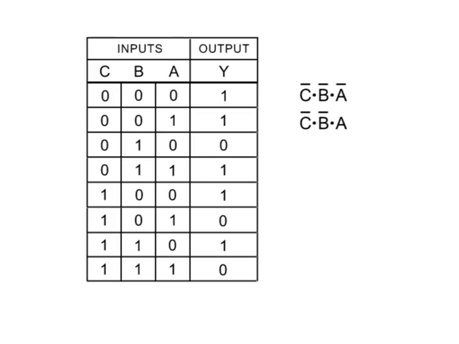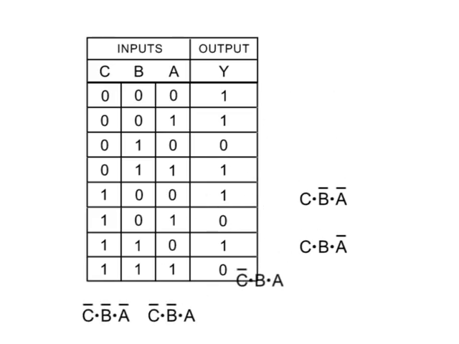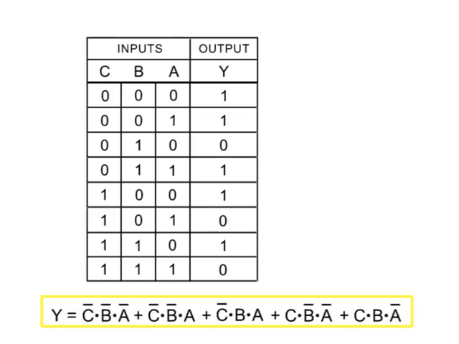Row 4 is then not C, B, and A. Row 5 is C, not B, and not A. And finally, row 7 is C, B, and not A. The last step is to place all the combinations in an equation to form the Boolean expression for this truth table.